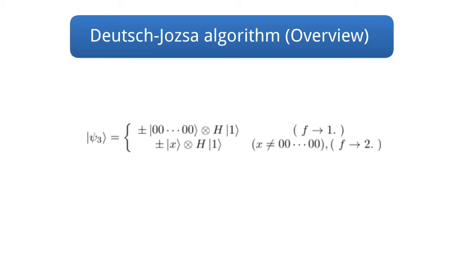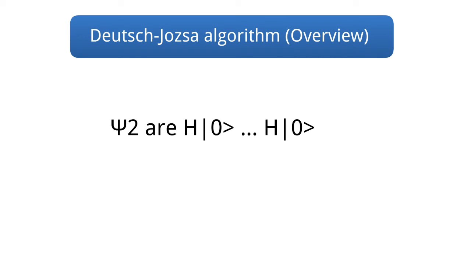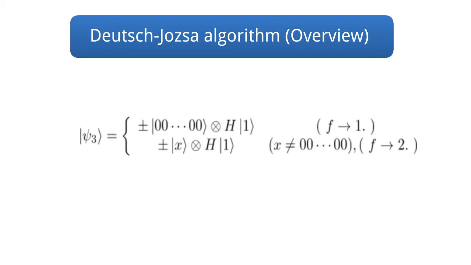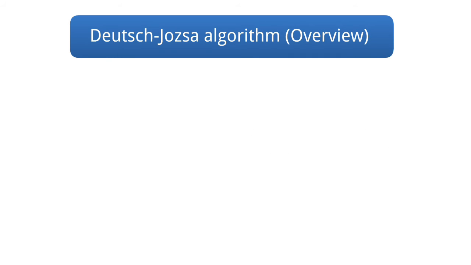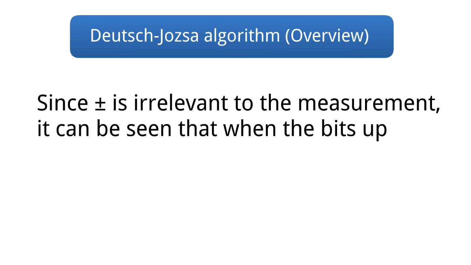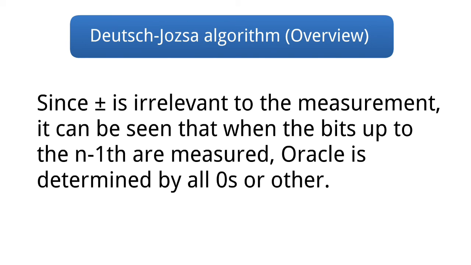From the above, psi 3 is as follows. Unless the top n bits of psi 2 are H0, the top n bits of psi 3 cannot be 0,0, so you can see that psi 3 is multiplied as above. Since plus or minus is irrelevant to the measurement, it can be seen that when the bits up to the n-1 are measured, the oracle is determined by whether they are all zeros or otherwise.